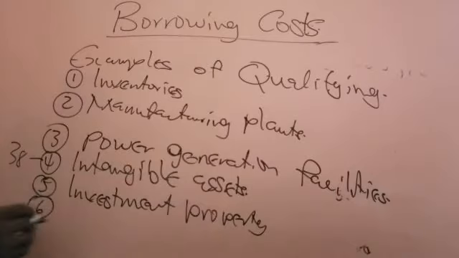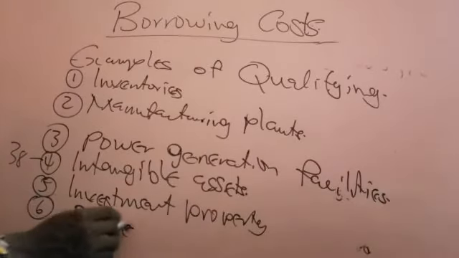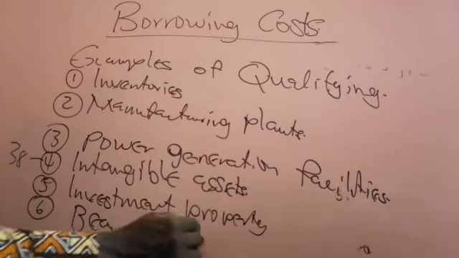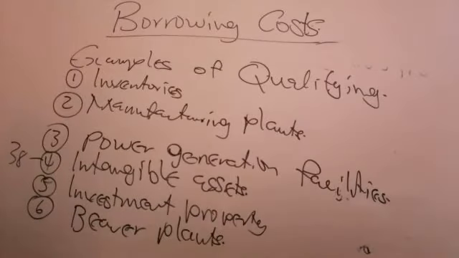Then finally, bearer plants. Good, bearer plants. We explained this under IAS 16 and IAS 2, especially in IAS 16 PPE. We explained bearer plants, then we add that. So these are examples of qualifying assets. And you can also talk about the construction of buildings. In fact, any other asset that takes time before it is ready is a qualifying asset. Good.